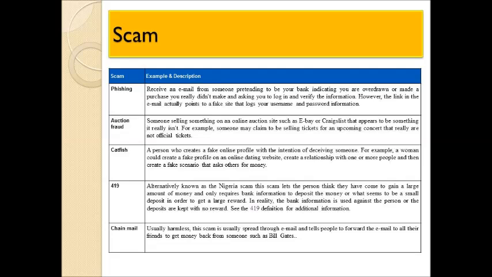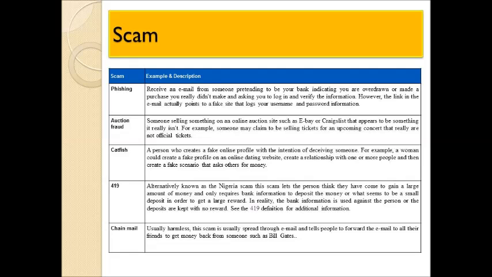For auction fraud, someone has an online auction such as eBay or others that appears to be something it really isn't. It is like someone selling tickets for upcoming concerts that are not official tickets. People fake tickets and sell them without the organizer knowing, and this might cause a lot of chaos for the organizer and a loss for the concert.